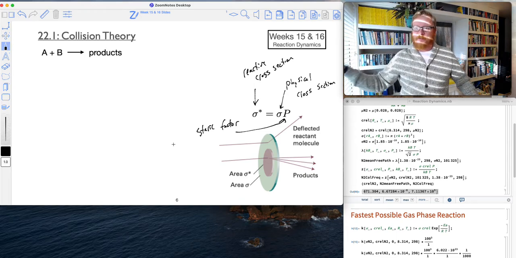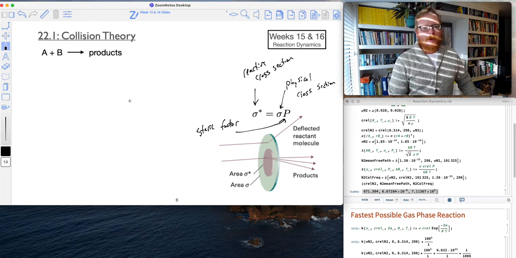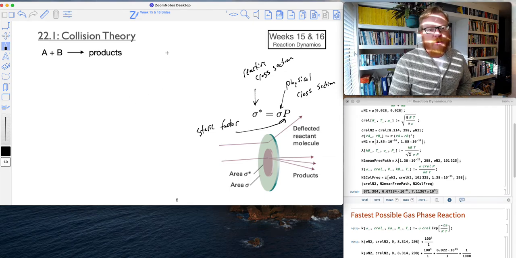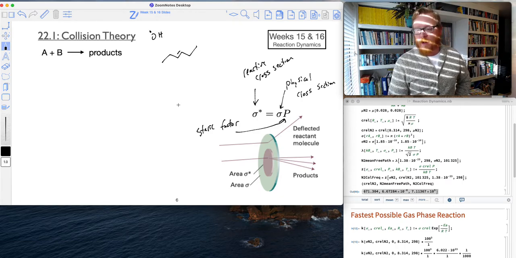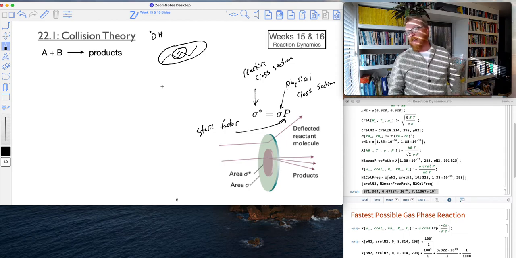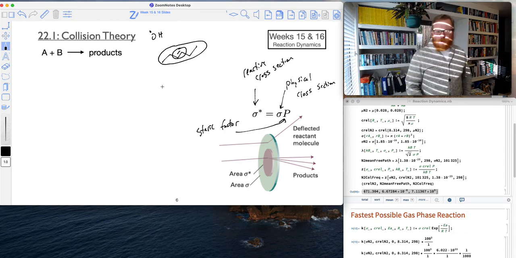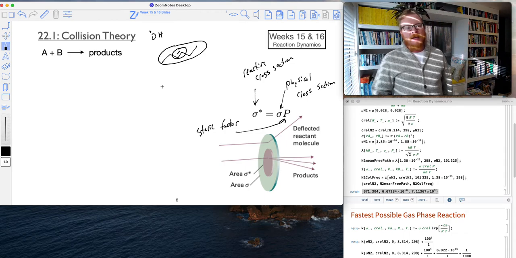So we talked about how, for example, if I have some alkene and I'm trying to react an OH molecule, we know that it's going to react with the double bond. So my physical cross-section might look something like this, but my reactive cross-section might only be something like that. And really the only way that we can determine this is through experimentation.